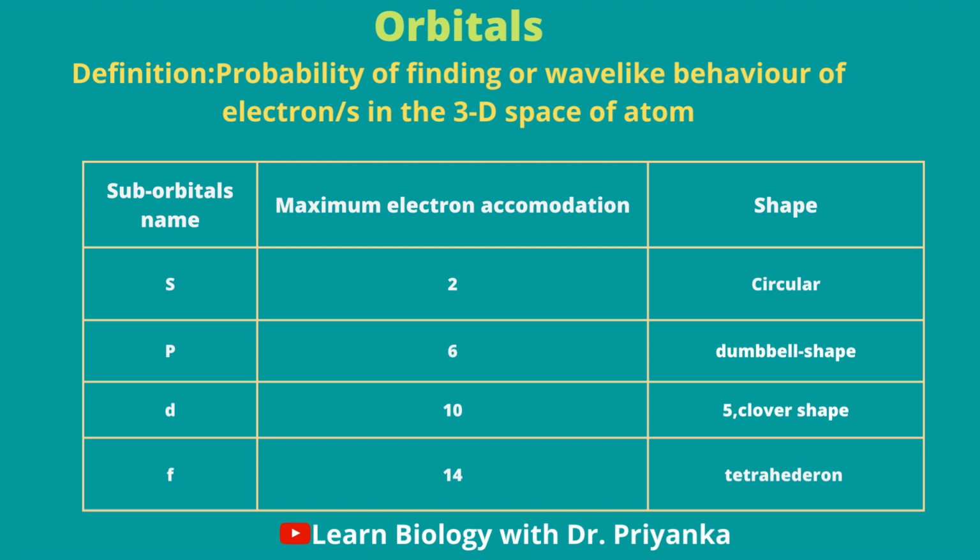Orbital is defined as the probability of finding, or the wave-like behavior of, electrons in 3D space. So we see four types of suborbitals. These are S, P, D, F, and the maximum number of electrons accommodated in the S suborbital is 2 and its shape is circular. In suborbital P, the maximum electron accommodation is 6 and it is dumbbell shaped. In suborbital D, the maximum electron accommodation is 10 and it is a clover-shaped structure. And in the case of suborbital F, the maximum electron accommodation is 14 and it is tetrahedron in shape.